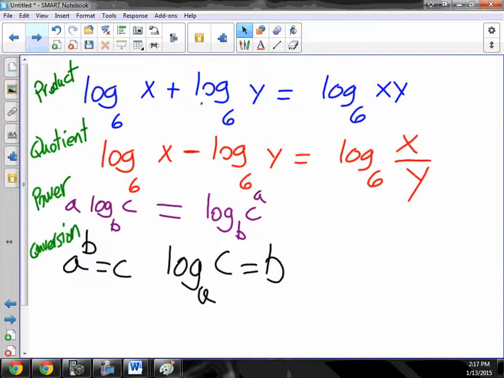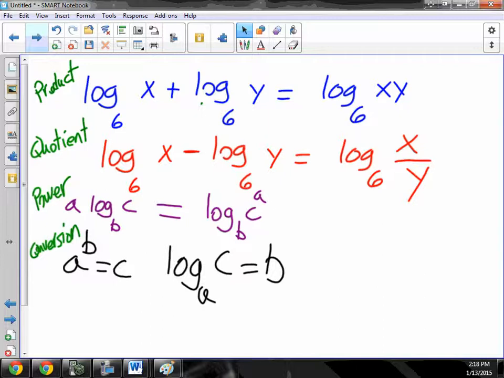The quotient rule is similar. If you have a positive logarithm and a negative logarithm of the same base, then this x is on top and the y is on bottom. That's the quotient rule. So basically, this is the same idea. Anything positive lands in the numerator, anything negative lands in the denominator, as long as the bases are the same.